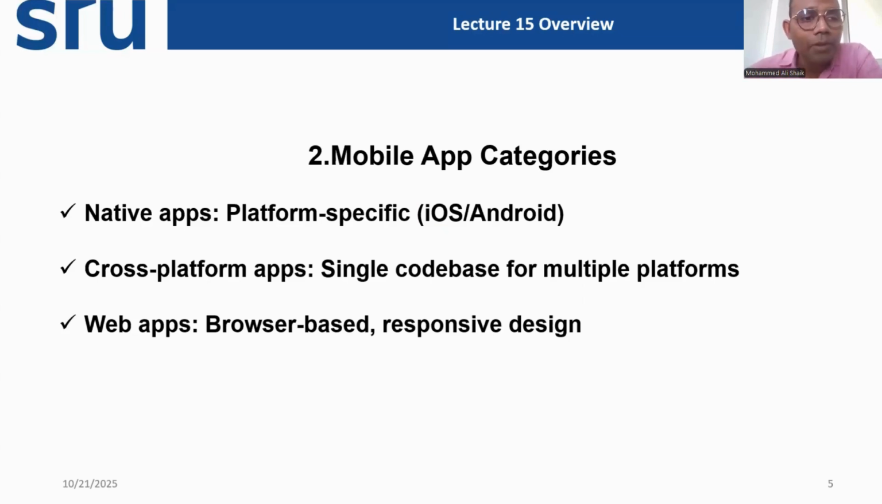Coming to cross-platform apps, they have a single code base for multiple platforms, meaning written once and compiled for many platforms. For example, we have Airbnb or Uber or some other website. Web apps are browser-based. Without installation, they can run anywhere. They are responsive pages like Gmail Web, WhatsApp Web, or Google Docs, etc.